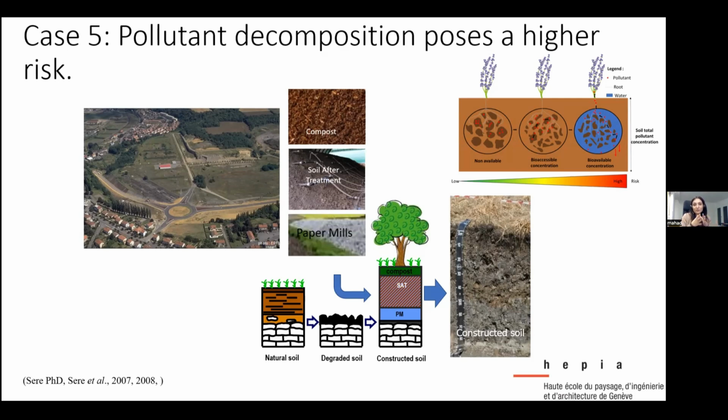In this case, what they try in France is to reuse these soils as constructed soils. So they put this in layers, which I'm talking about here. For example, the first horizon, they use a compost to improve the organic materials, the soil quality, and then they use the soil after treatment. They use paper mills as a horizon to ensure the infiltration, all the water going outside should be observed and should be clean.